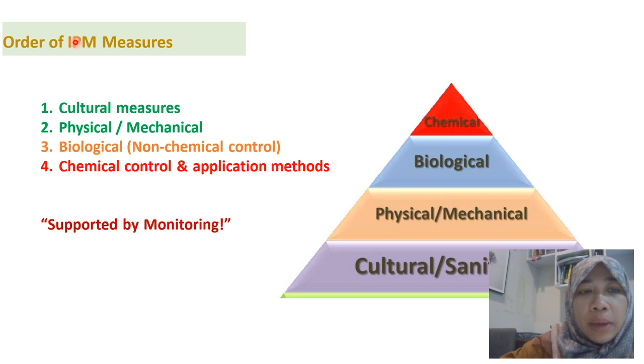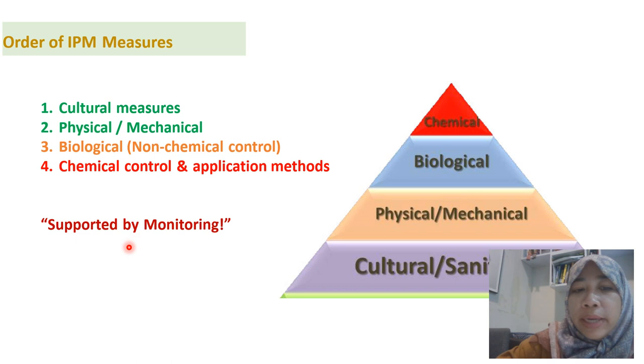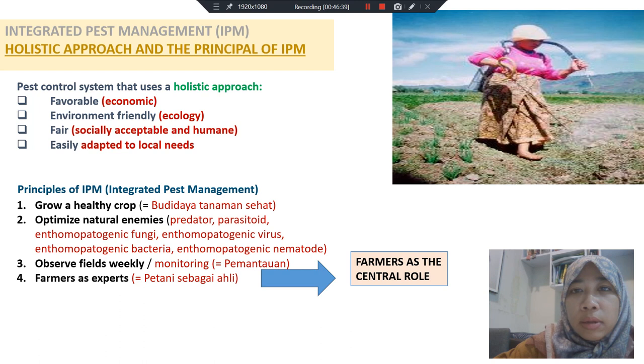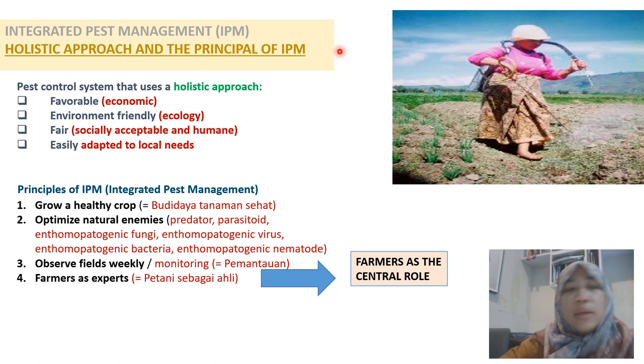And these IPM measures are supported by monitoring. Monitoring means we observe weekly, day by day, our field. This is the holistic approach and the principle of integrated pest management. Pest control uses a holistic approach, should be favorable economically, so we can reduce the production cost, and ecologically environmentally friendly.